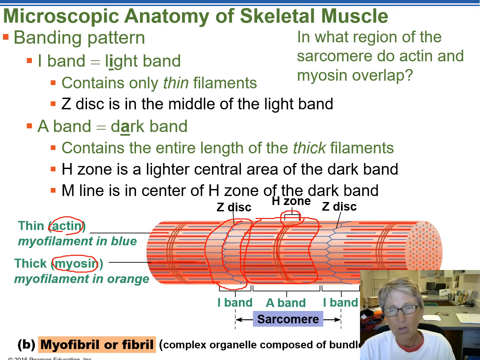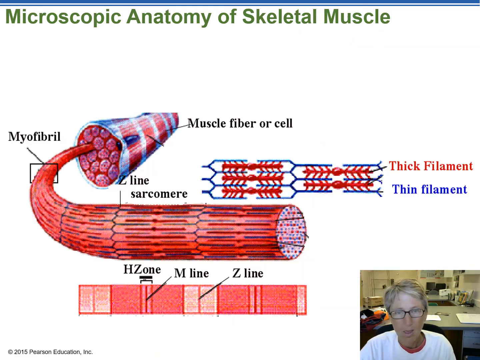And then I asked the question, in what region of the sarcomere do actin and myosin overlap? So you have to find a sarcomere that goes from Z disc to Z disc. So this whole region would be a sarcomere. So where do actin and myosin overlap? You can see here's an actin protein. Here's a myosin protein, and they are overlapping each other in the A band. So the answer would be the A band.